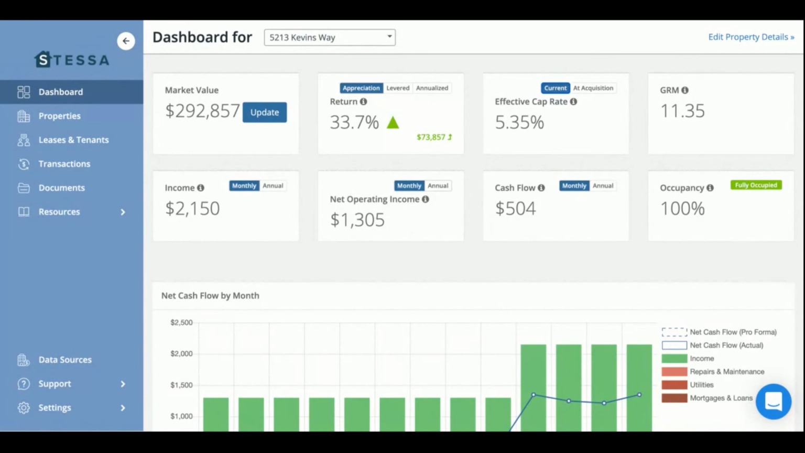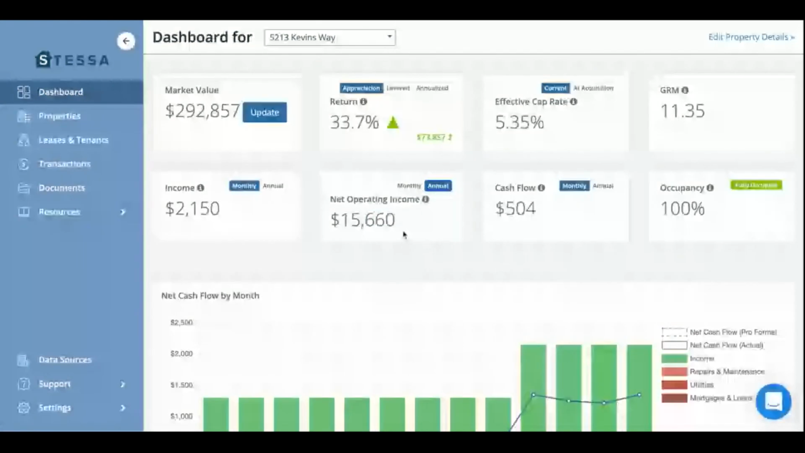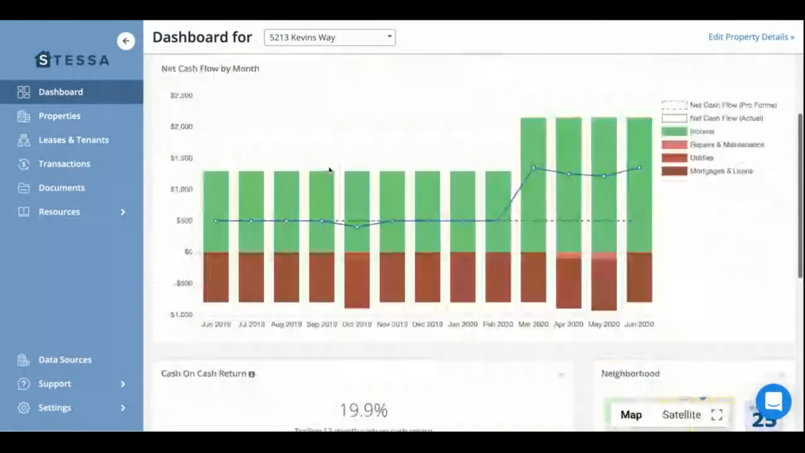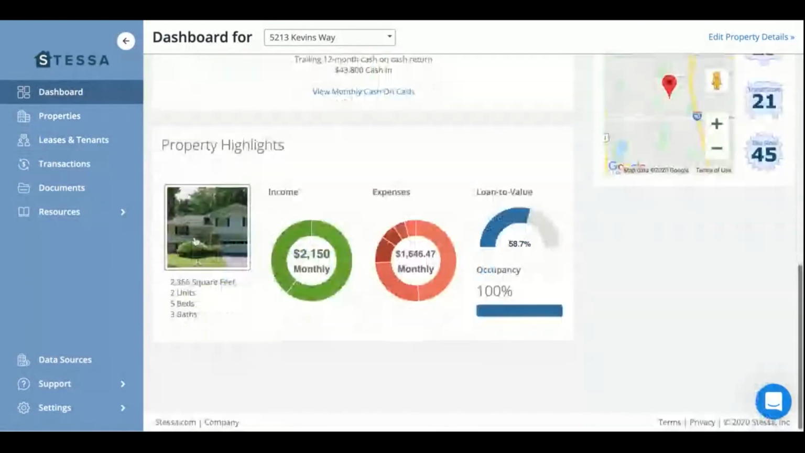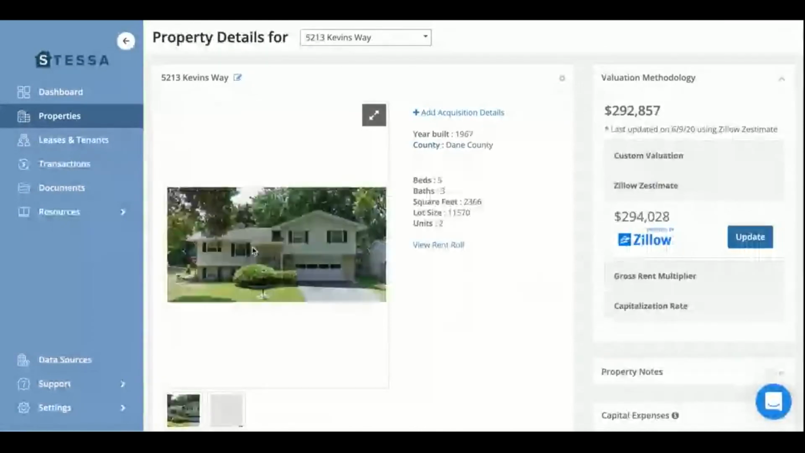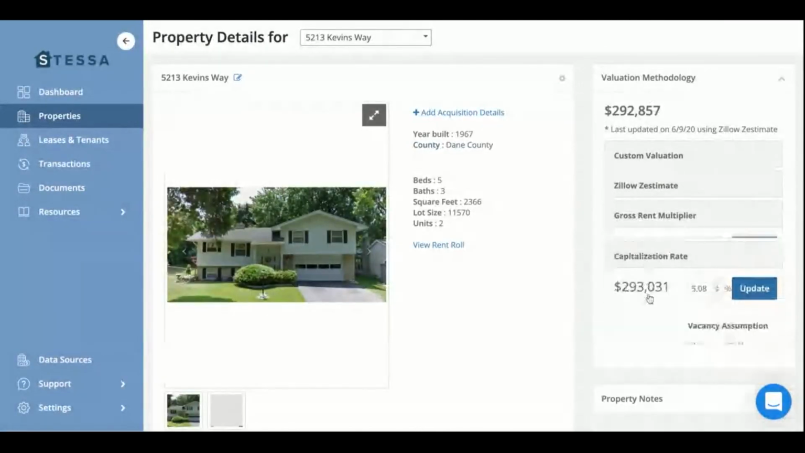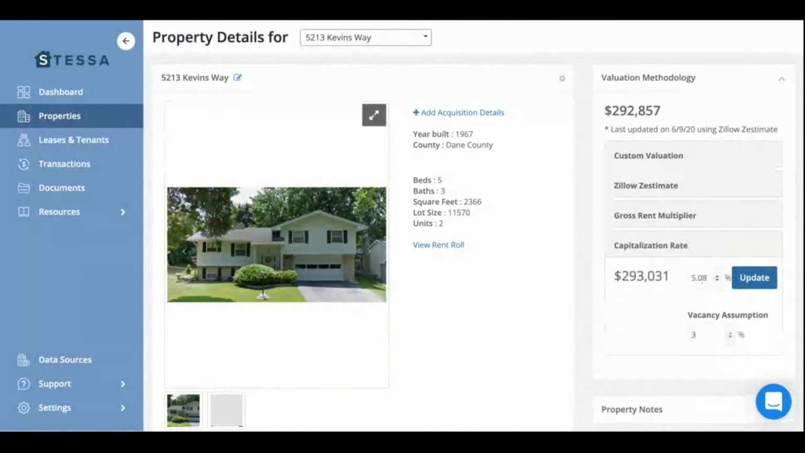If you do want to calculate it, it's great to toggle to the annual net operating income, and you can make the calculations. If you do have a cap rate, one cool feature that we have is if we go back to the property details page, you could customize your valuation by cap rate. So you could increase the cap rate and get a different market value for that property.